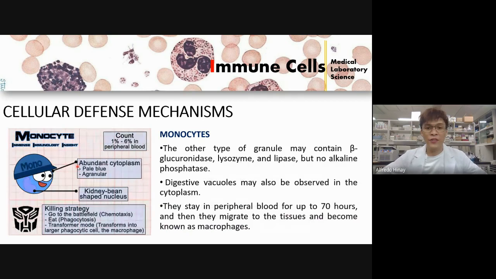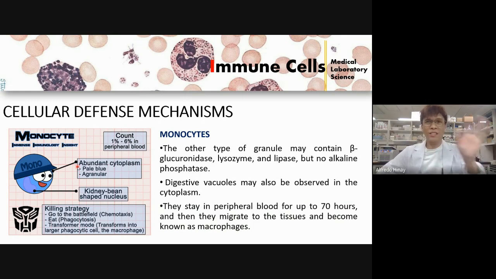So the other type of granules may contain your beta glucuronidase, your lysozyme, and lipase, but no alkaline phosphatase or ALP. Okay, digestive vacuoles may also be observed in the cytoplasm that may indicate active phagocytosis. Then they stay in peripheral blood for up to 70 hours, and then they migrate to the tissue and become known as your macrophage.